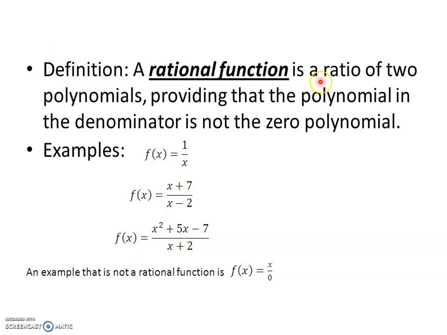Definition: a rational function is a ratio of two polynomials, providing that the polynomial in the denominator is not the zero polynomial. Example: f of x is equal to 1 upon x, f of x is equal to x plus 7 upon x minus 2, f of x is equal to x square plus 5x minus 7 upon x plus 2. Be clear, an example that is not a rational function is f of x is equal to x upon 0. In the denominator there is 0. Division by 0 is not a rational function.